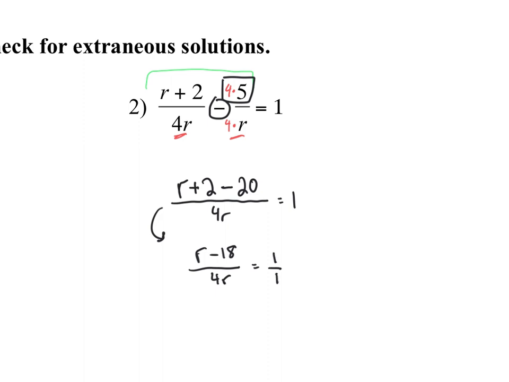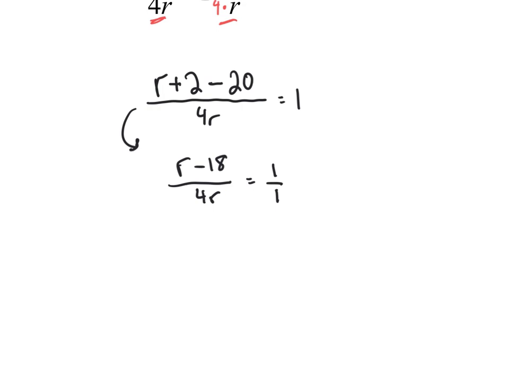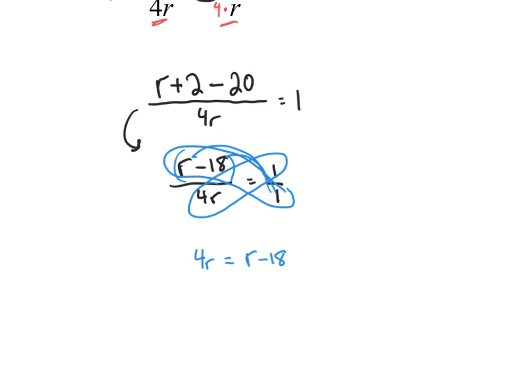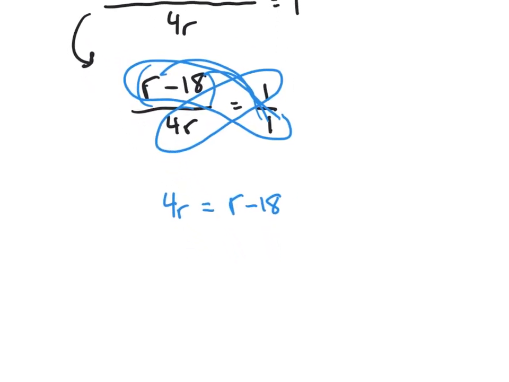Now, I want to make this a fraction equal to a fraction because I want to be able to cross multiply. So now we have the option to cross multiply. 1 times 4r is going to be 4r is equal to 1 times r minus 18 as a group. Now, distributing a 1 across a group is not going to change it, so it's just going to be r minus 18. All right, so that's what that looks like. Let's get our r's on the same side, so subtract r from both sides. So now we got 3r is equal to negative 18, and divide by 3. r is equal to negative 6.